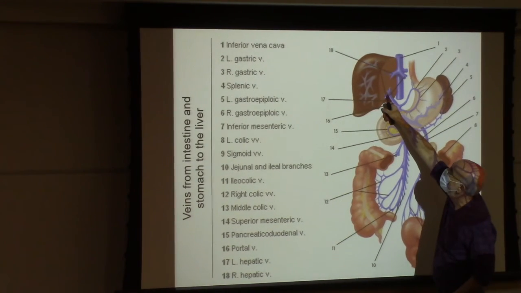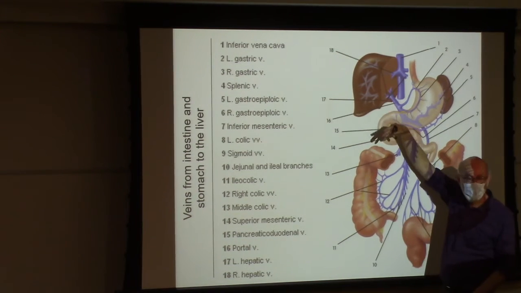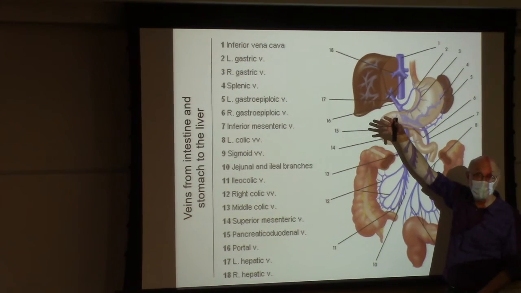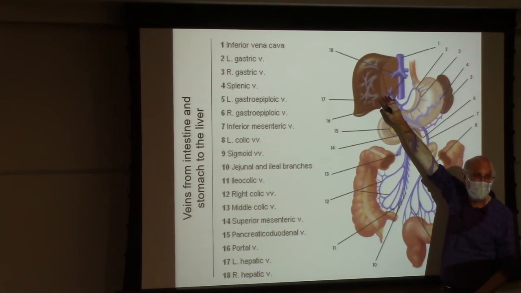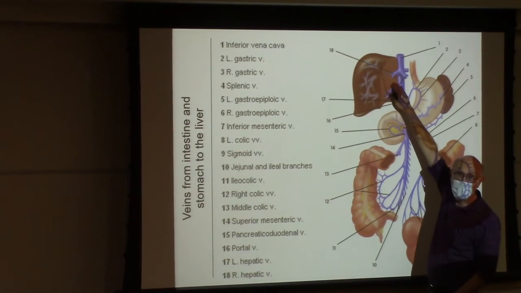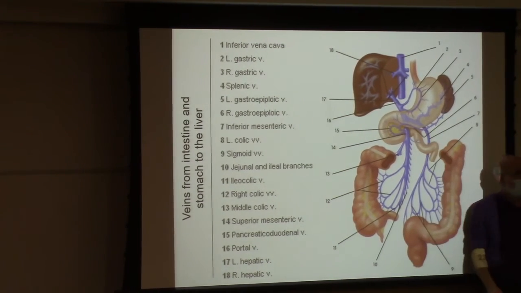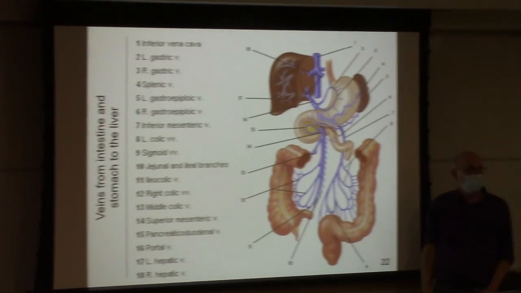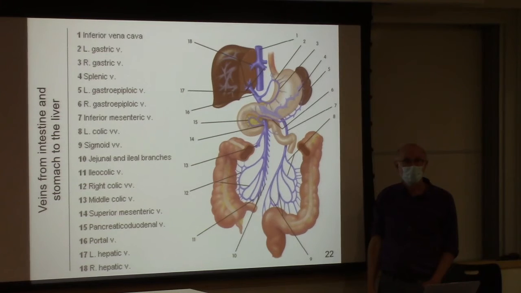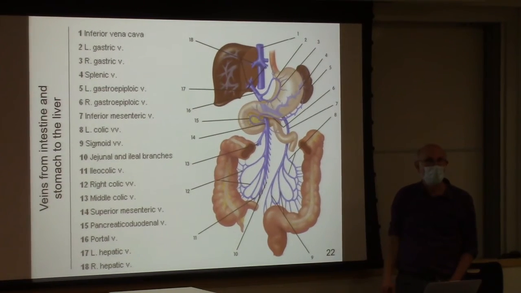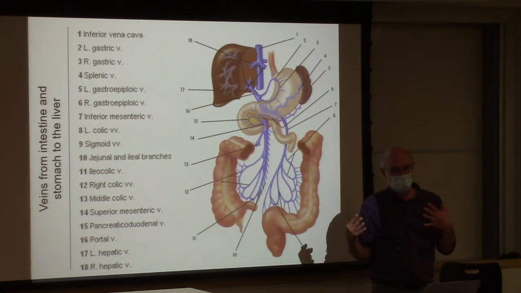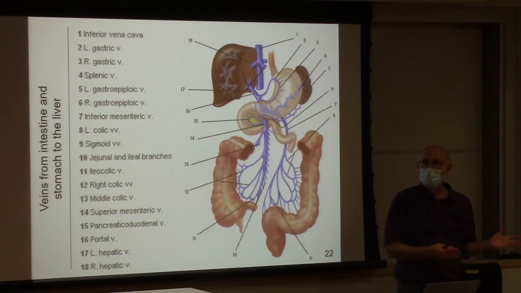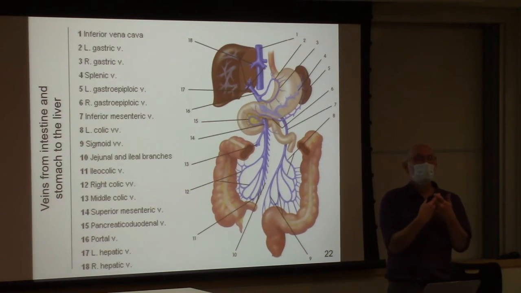So portal vein, branching, sinusoids, hepatocytes, central vein of the lobule connects to the hepatic vein, which connects to the inferior vena cava. That's what I want you to know about blood. And like I said, cardiovascular and the digestive, the very beginning of the course and the very end of the course, are now satisfyingly needed.